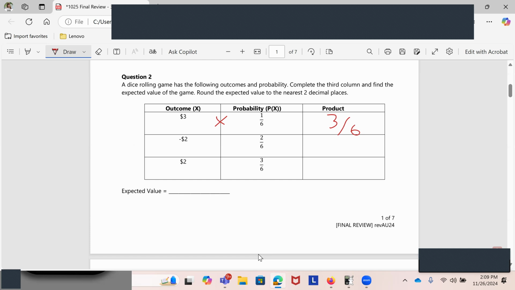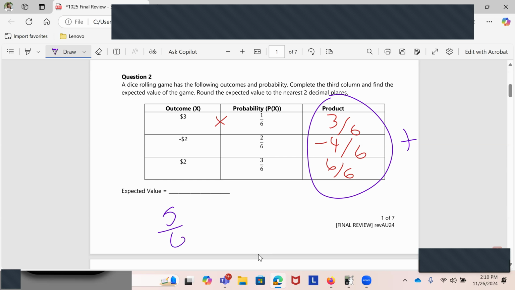Negative 2 times 2/6 would be negative 4/6. Again, you can use your calculator if you want to. 2 times 3/6 is 6/6. Then with expected value, make sure you do the second part, which is add up all of those numbers. So 6 plus 3 is 9. 9 minus 4 is 5, so it's 5/6.